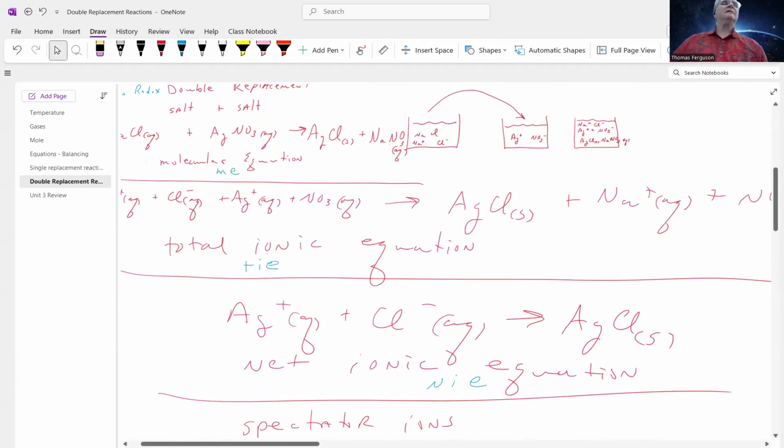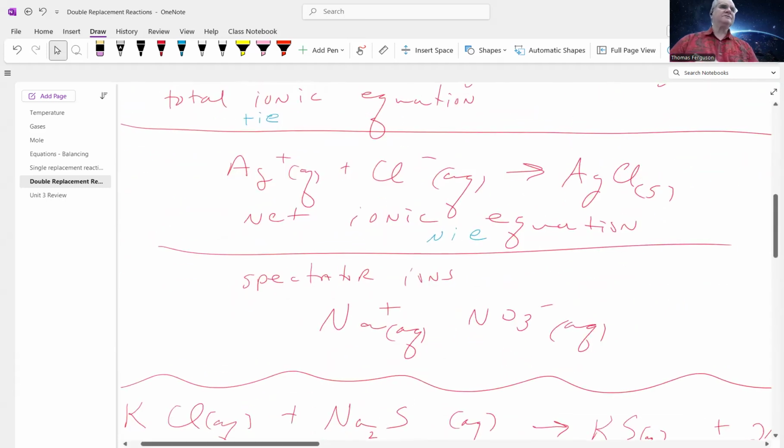Now, in your lab next week, you're going to be writing these equations. Okay? I want you to not write the total ionic equation, though. You're going to do that in your next class. But for us, we're doing first the molecular equation, and if there's a reaction, a solid form, then you're going to write out the net ionic equation. Then you're also going to list the spectator ions. What did not react? Well, the sodium, the nitrate didn't form a solid. So those are spectator ions.